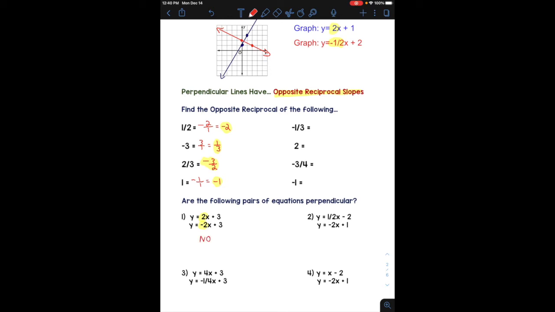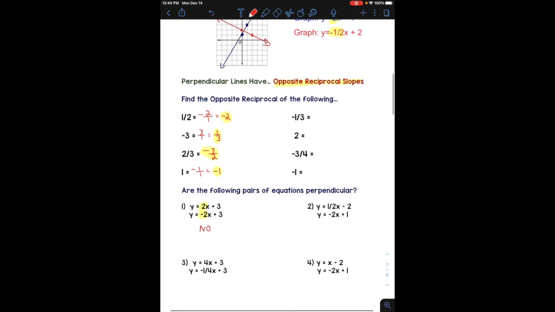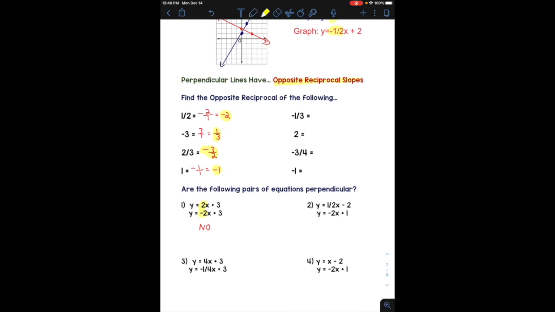And for number 3, are those two opposite reciprocals? We have a positive 4 and a negative 1/4. They are opposite signs. The only thing left to check is if 1/4 is the reciprocal of 4. Since it is, we're going to say yes, these will be perpendicular because their slopes are opposite reciprocals.